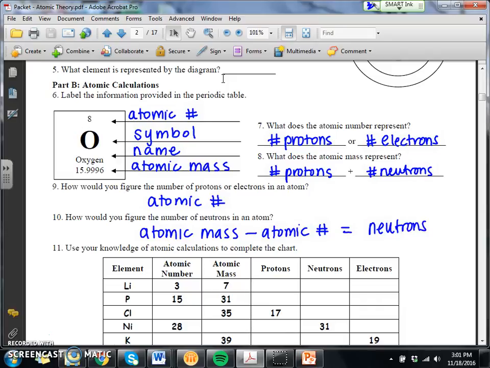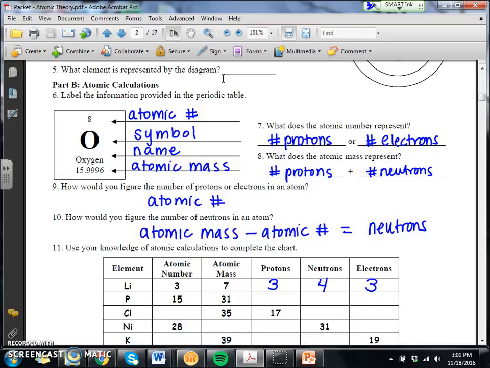Okay, so if we look at our chart below, I'll do the first few and then you can practice the rest on your own. We see that Li, lithium, has an atomic number of 3 and an atomic mass of 7. So my atomic number of 3 tells me that I have 3 protons and 3 electrons. And to determine my neutrons, I'm going to take my mass and subtract my atomic number. So 7 minus 3 gives me 4.